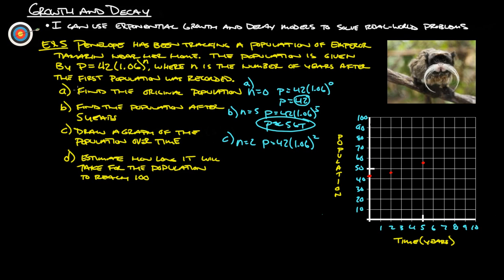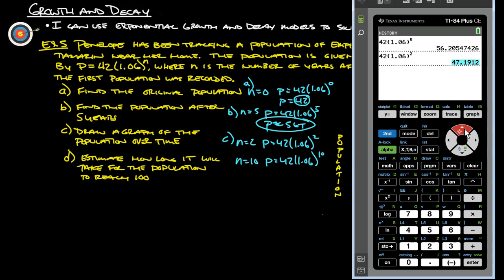And then let's maybe try 10 also. Let's see what happens when we get out to 10. N equals 10. We get P equals 42 times 1.06 to the 10th power. Right? So I'm going to go up and highlight that. Push enter. And turn that 2 into a 10.